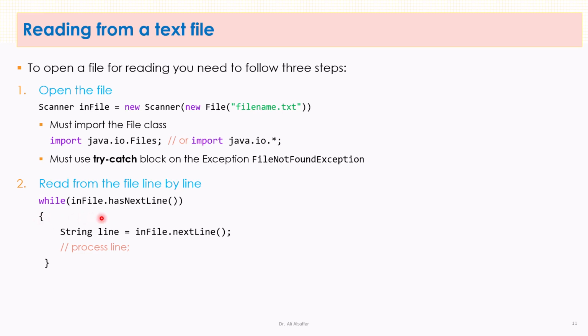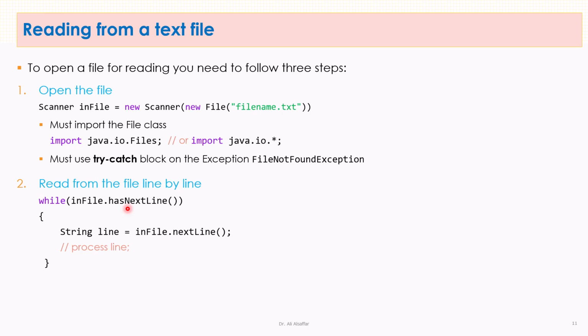So we say while the name of the input stream inFile dot hasNextLine. If there is a line to read, then it will return true, and we go inside the loop and we read the line using the method nextLine. And we save the line inside a string that is called line. In the next iteration, we are going to test again whether we have a next line available in the file or not. And if it returns true, we go inside and read the line. Otherwise, it returns false. It means we have reached the end of file.